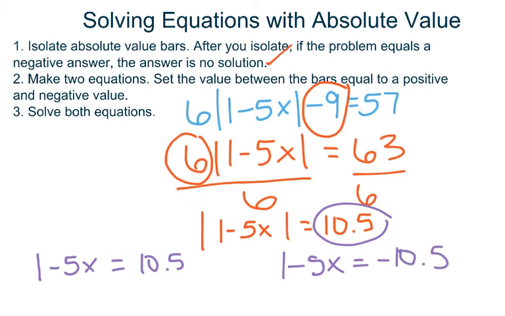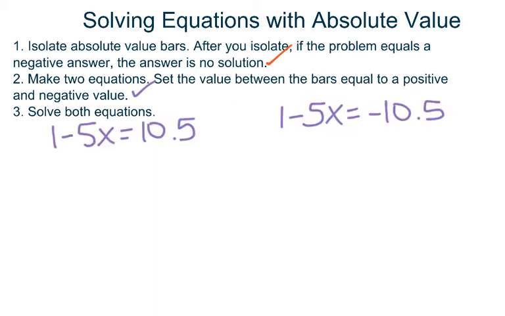Okay, and I drop the absolute value bars whenever I make the two equations. So, check. Alright, I'm going to need some room, so I'm going to erase the top part. And the last step is we're going to solve both equations. So the first thing I need to get rid of is this positive 1. Because it's positive, I'm going to subtract 1 from both sides.